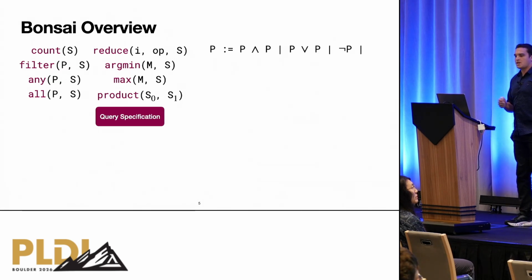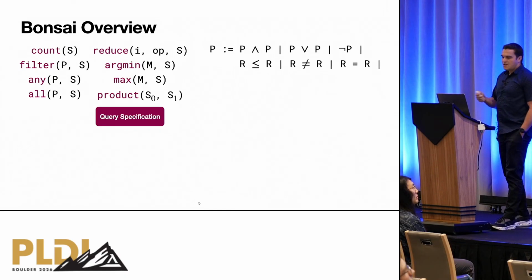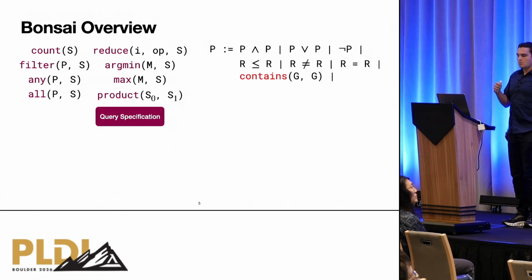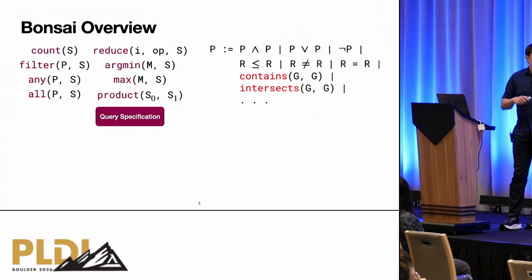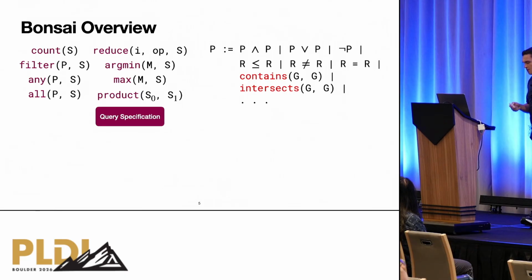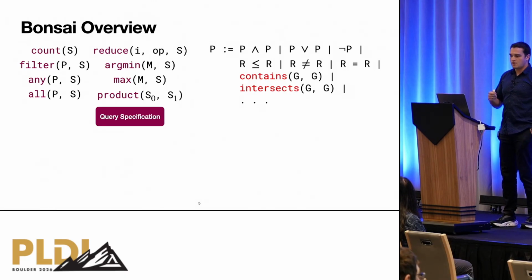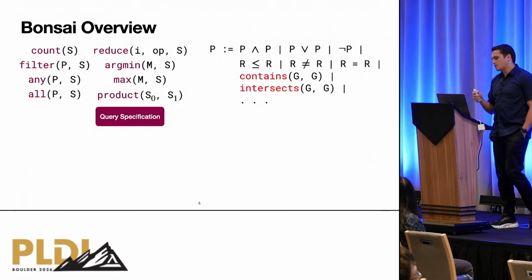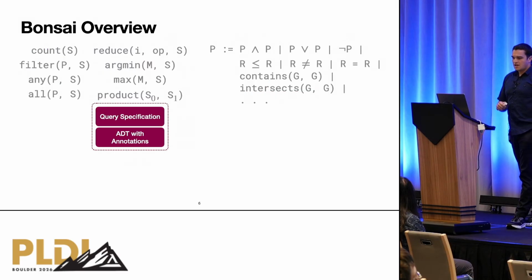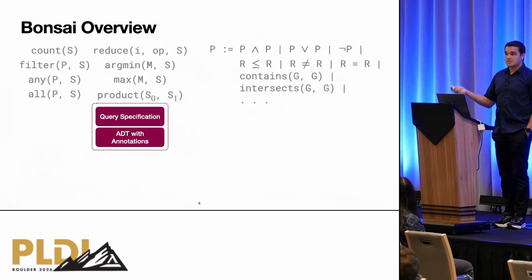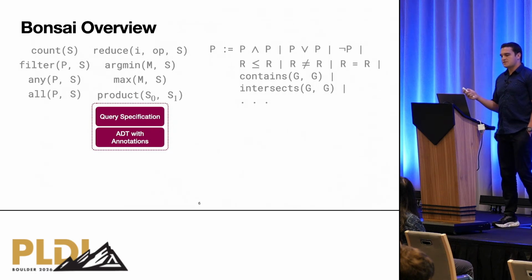But I will talk about our predicate language, which supports Boolean combinators, arithmetic combinators, as well as geometric combinators. So we can check whether one geometry contains another, or a geometry intersects with another, and so forth. And this is going to let us represent some really interesting algorithms from the spatial query community, including ray tracing, closest point queries, and collision detection. And so Bonsai takes this high-level query specification, as well as an algebraic data type representing the tree data structure, with explicit annotations.